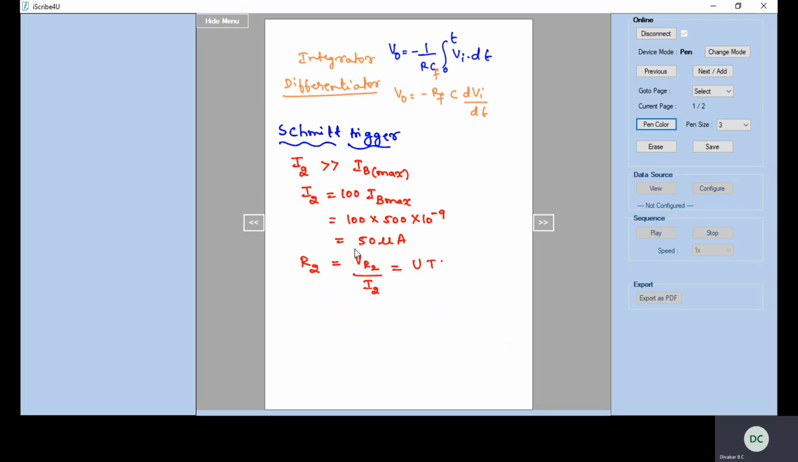and the formula R2 can be determined using the relation VR2 by I2, where VR2 is nothing but the upper threshold voltage or upper triggering point divided by I2, and the R1 can be calculated using the relation V0 saturation, it is the saturation voltage of an op amp, minus of VR2 by I2. So these are the design steps to solve the numerical for the Schmitt trigger.